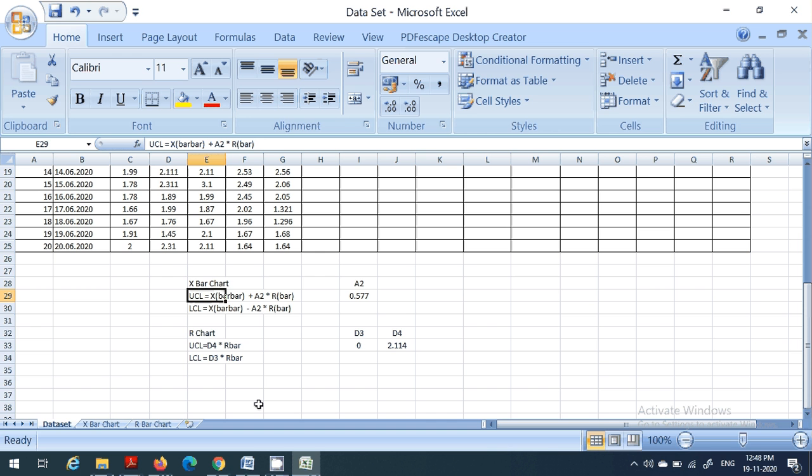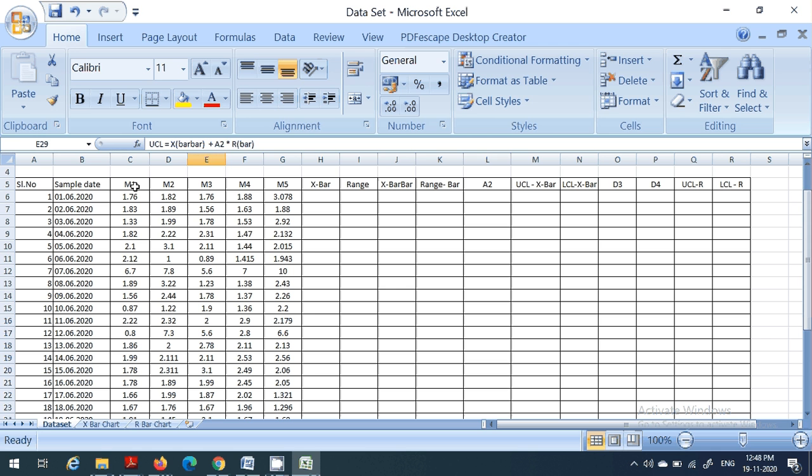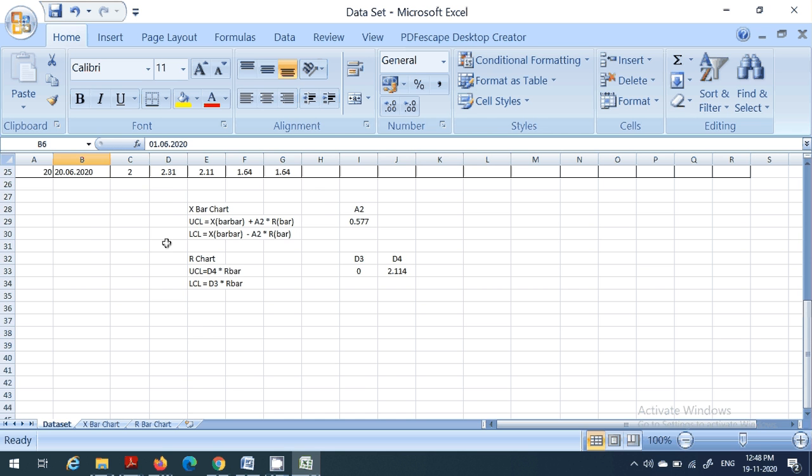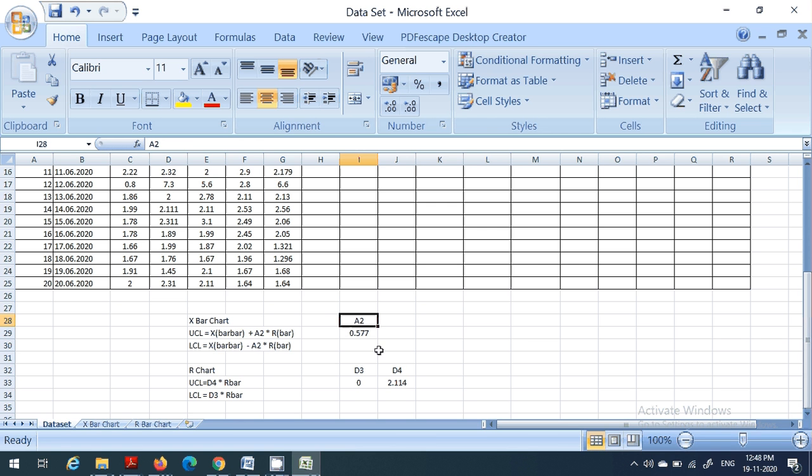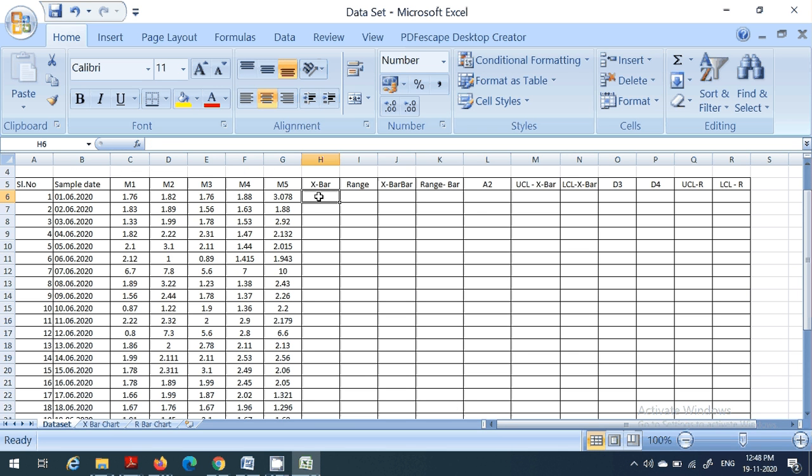These three values, A2, D3 and D4, will be offered to you through a chart, a data sheet, based on the number of samples you have taken. In this case, on a single date I have taken 5 samples, so based on the number of samples, you take the values of A2, D3 and D4 from the given chart. For a sample number of 5, A2 is 0.577, D3 holds the value 0, and D4 holds the value 2.14. So let's start calculating the values.